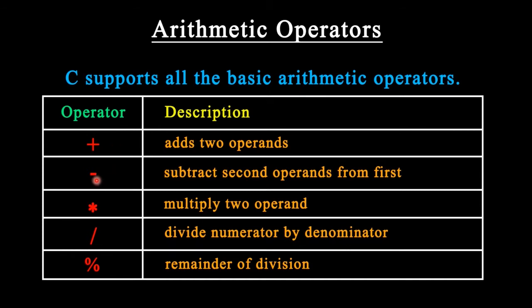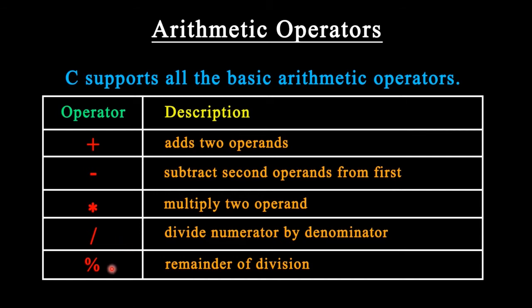Similarly, this minus sign will subtract the second operand from the first. So suppose A minus B. B will be subtracted from A. Then similarly, star. In C, star represents multiplication. This is the star operator or the multiplication operator. So this will multiply two operands. Now comes the forward slash or the division operator, which is used in C to divide numerator by denominator. So in this case, this operator will divide numerator by denominator in a simple fraction.